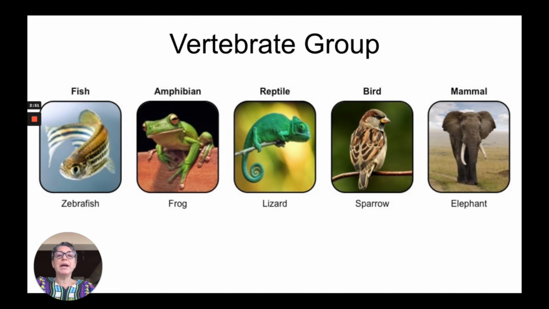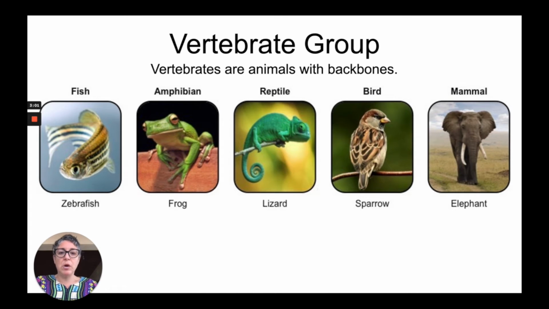Okay, so let's take a look at the vertebrate group. The vertebrate group is broken up into 5 classes. Vertebrates are animals with backbones, so anything that is not a living animal would not be put into this group. And there are many others which we'll see a bit later, but there are 5 classes. And so they are fish, amphibian, reptile, bird, and mammal.